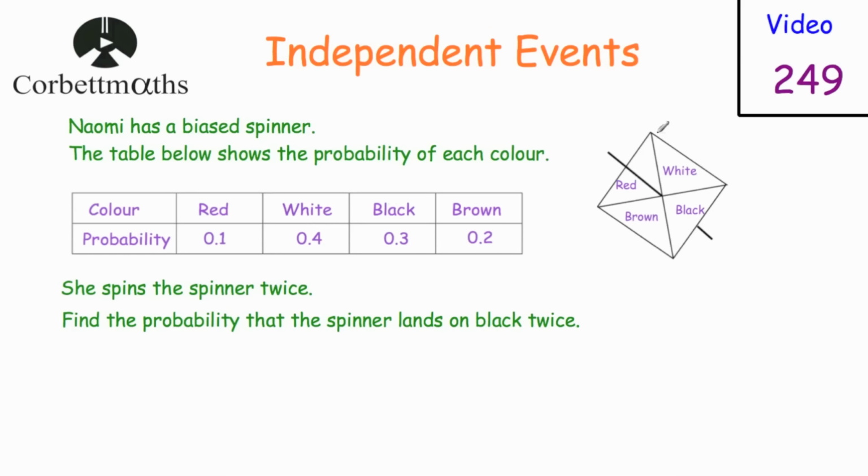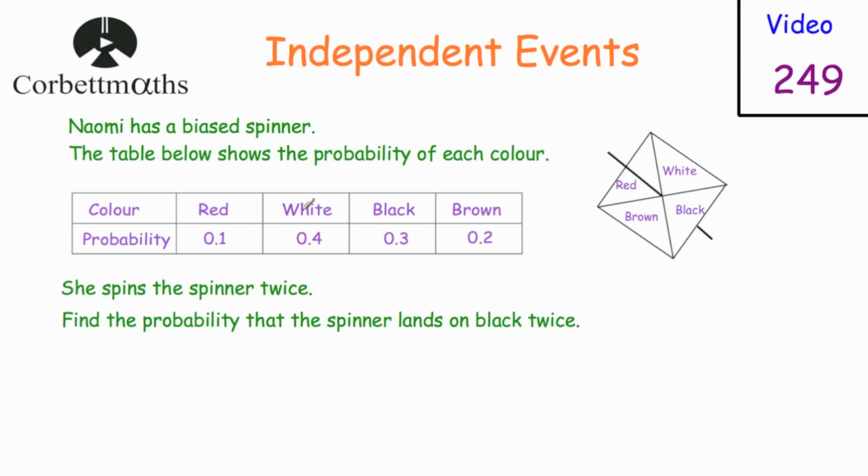So our next topic is independent events. And independent events is a bit like tree diagrams, but we're just not going to be using our tree diagram. So we've got Naomi has a biased spinner. So here we've got a spinner and it's biased, so it means that it's not equally likely to land in any of the sections. So we've got the probability that the spinner lands on red being 0.1.